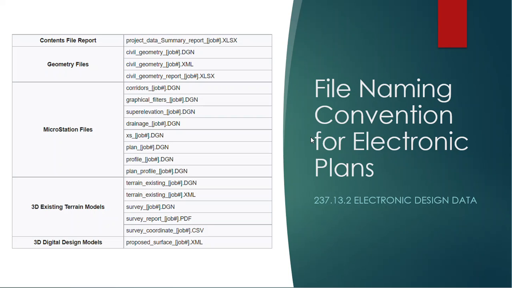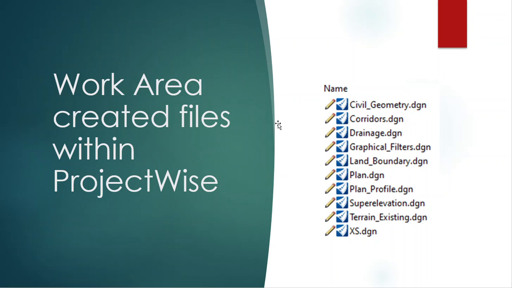So these are some standards that are out there for us so that it makes it easier for naming everything and we keep consistent with it. So that's the naming convention part. The work area that's created with the files within ProjectWise is kind of like these are the files you get right out when you request a project to be created. You get the civil geometry, the corridors, drainage. You get all these files, and it'll have the job number behind it.